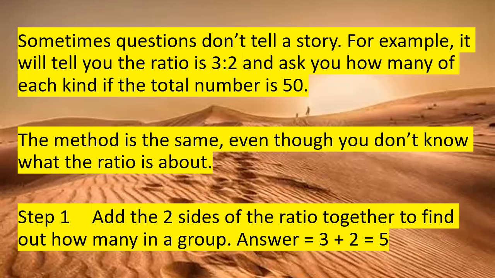Sometimes the questions don't tell you a ratio. For example, it will tell you the ratio is 3:2 and ask you how many of each kind if the total number is 50. The method is the same even though you don't know what the ratio is about. So step 1, add the two sides of the ratio together to find out how many in a group. So the answer is 3 plus 2 equals 5.